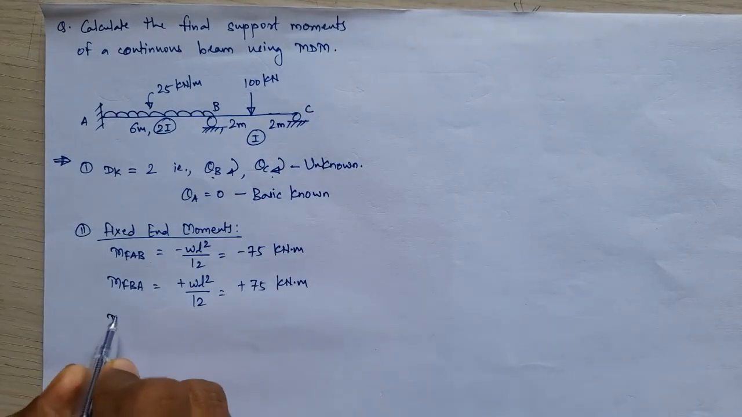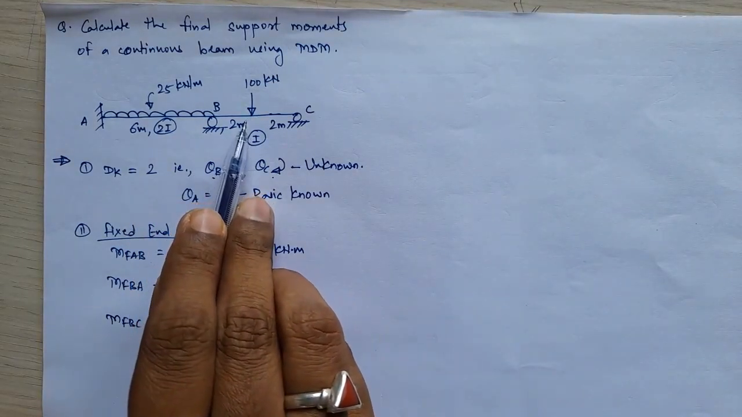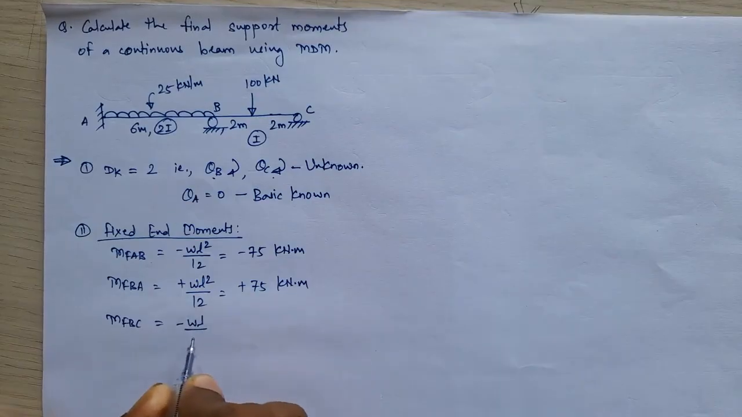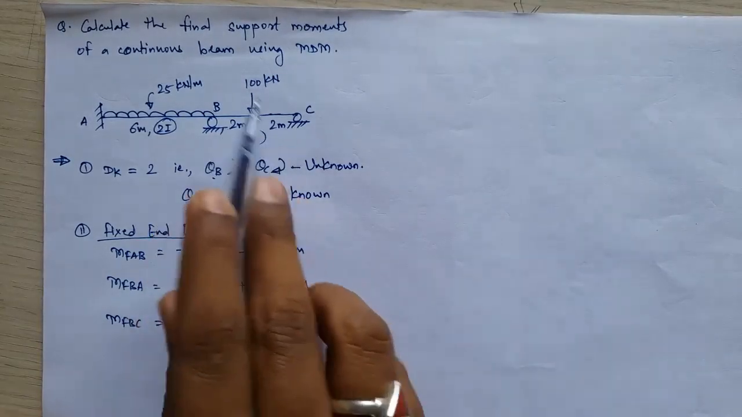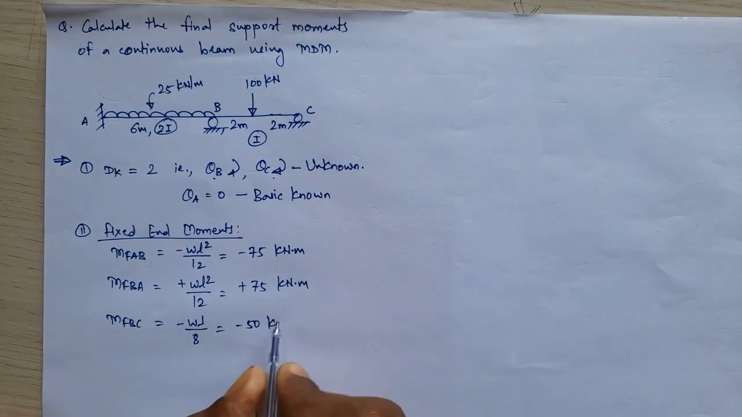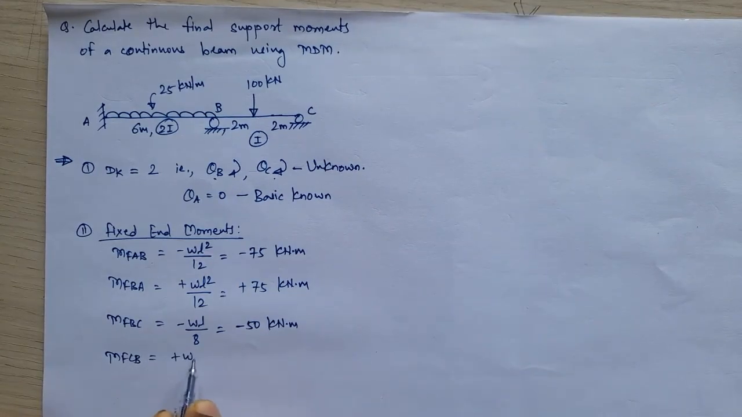In the same way I calculate for the next member, that is MFBC, with a point load at the center. The fixed end moment is equal to minus WL divided by 8. W is 100 and the length is 4, so 100 into 4 divided by 8, you will get 50 kilonewton meter. It is negative since the restoring moment will be anti-clockwise in nature. And the last, MFCB, will be plus WL divided by 8, so I get plus 50 kilonewton meter. So these four fixed end moment values I am getting here.